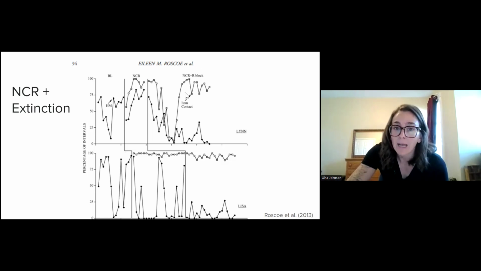And when we add this response blocking, you see for both of these individuals, their hand mouthing drops down to much lower rates than in the other previous conditions.